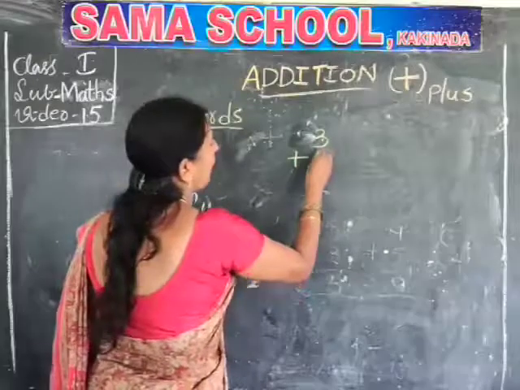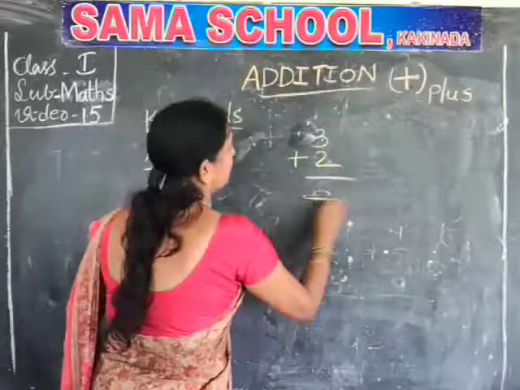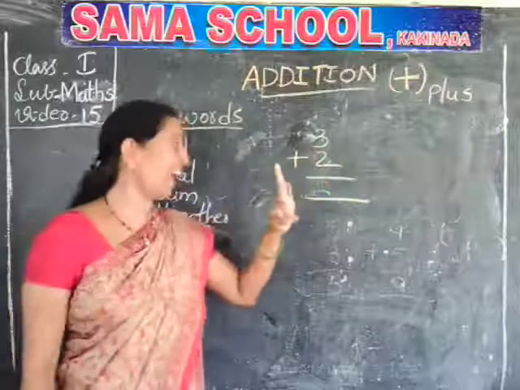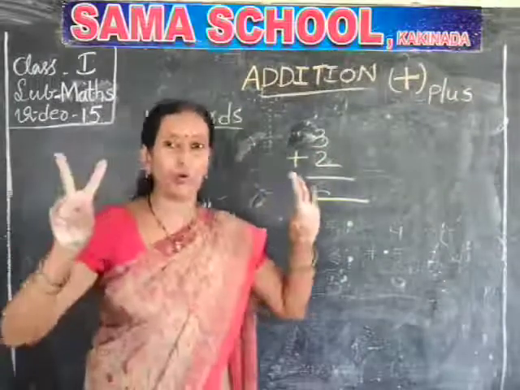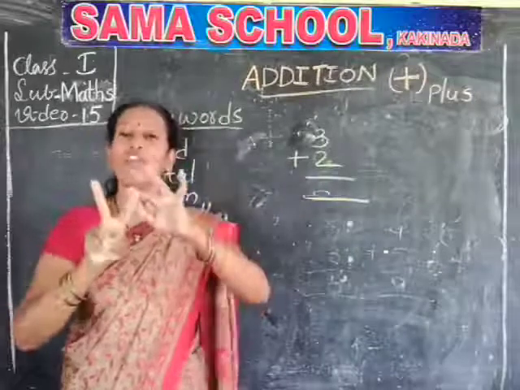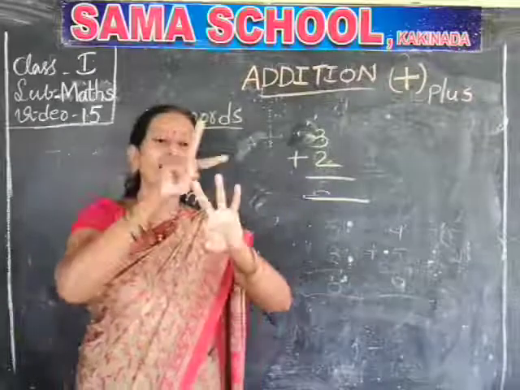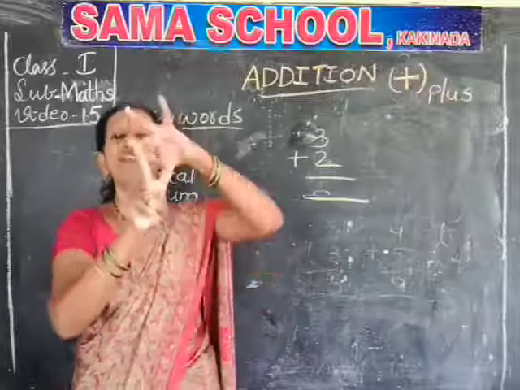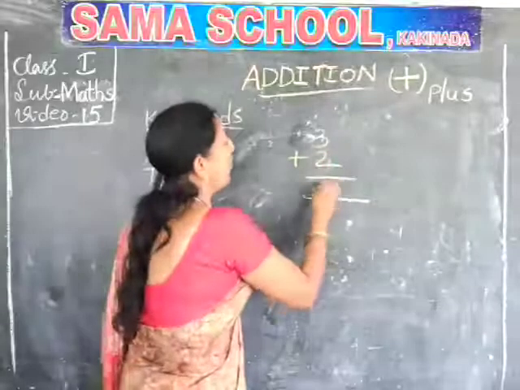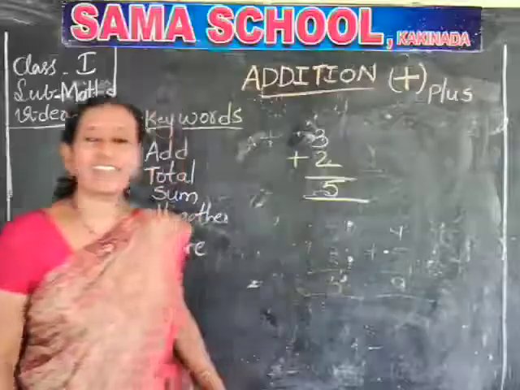3 plus 2. 3 plus 2. Now your 3 and you take 2 more. So 1, 2, 3 and 4 and 5. 1, 2, 3, 4, 5. So what is the sum? 3 plus 2, 5 you are getting. This is the addition mark.